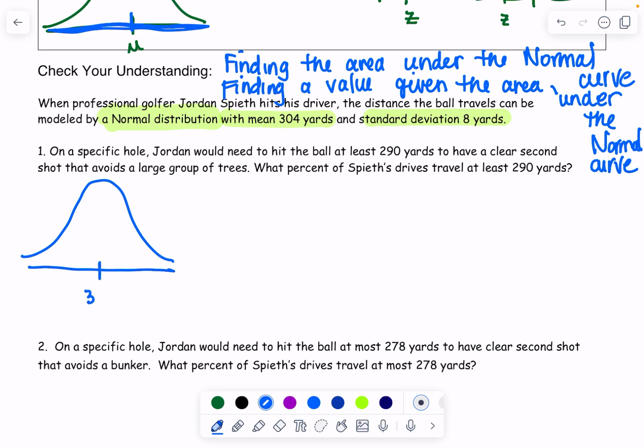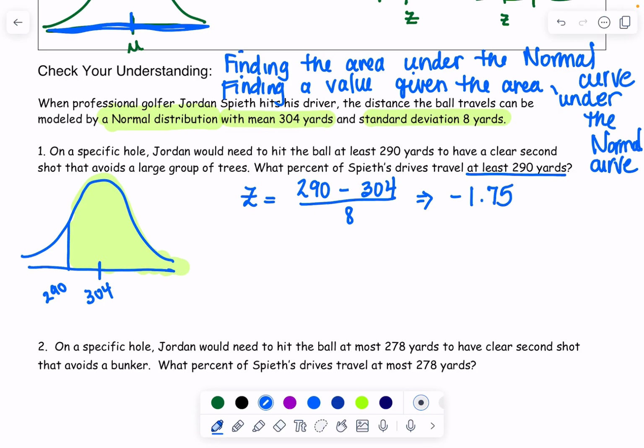So I'm going to start by putting my mean here. 290 will definitely be to the left of that, and we're looking at least. At least means that's the lowest, so I am going to shade the curve from 290 to the right. So I'm looking at the area under the curve to the right. In order to find that area or that percent, I'm going to use the z-score formula. The value I am looking at is 290. The mean is 304, and the standard deviation is 8. So that will give me a z-score of negative 1.75. I knew it was going to be negative because it's below the mean.